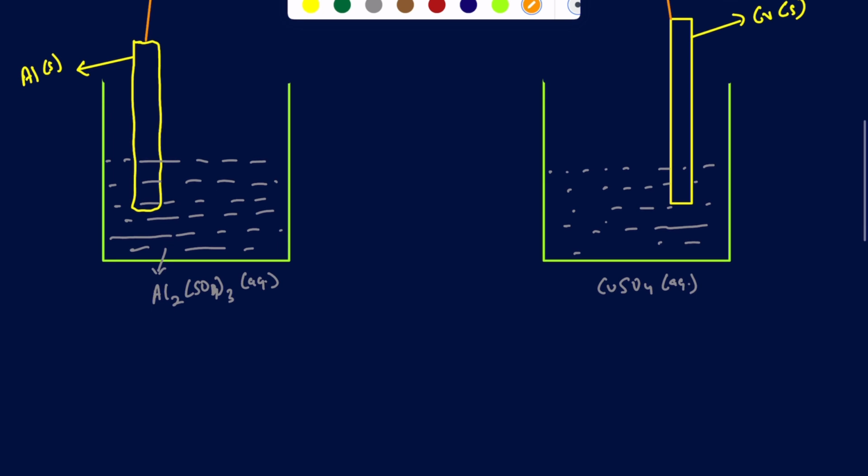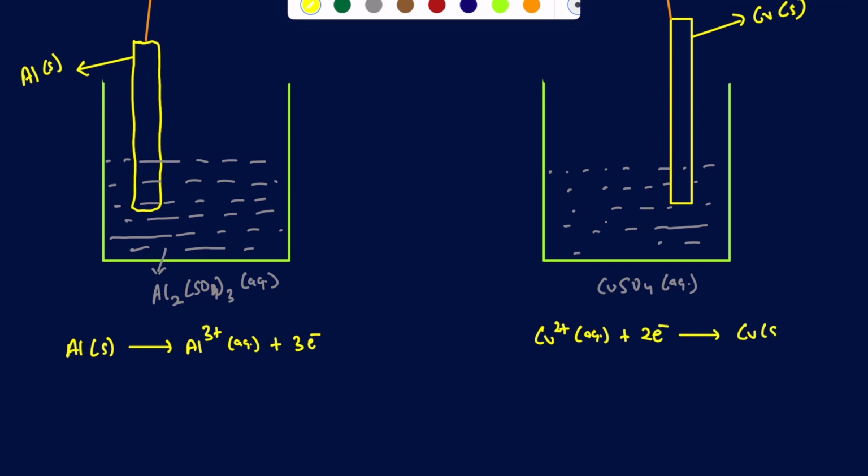And what's going to happen on the left side, since I've got an aluminum electrode and we said aluminum wants to undergo oxidation, so I want to write it like that. So aluminum solid is going to get converted into aluminum 3 plus aqueous and 3 electrons here. And then on the right side, I'm going to have copper 2 plus aqueous plus 2 electrons, and that is going to make copper solid. Where they're going to come from, we'll talk about that later.